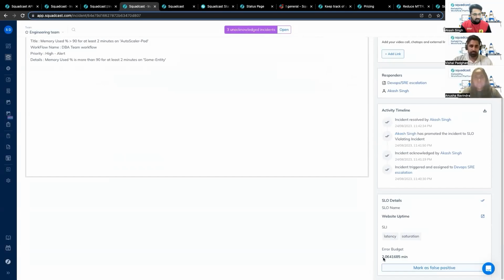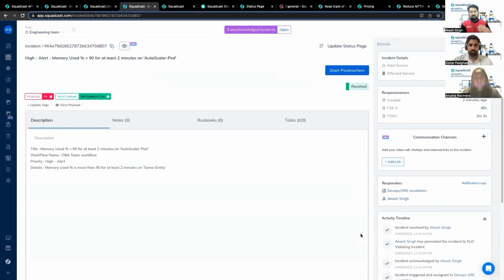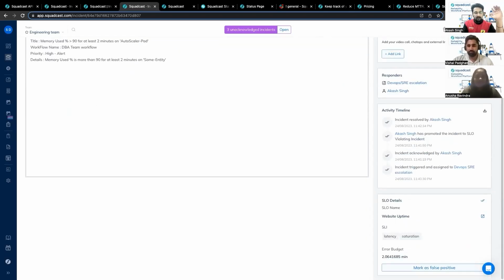We can even see it in here that it has marked it as such. Now, let's say after the resolution, engineers will also perform a root cause analysis or a post-mortem here on the tool. And then during that, they figure out that, hey, this was actually not an SLO impacting incident. Somebody must have jumped the gun. So for that, they can simply mark it as such, as a false positive.